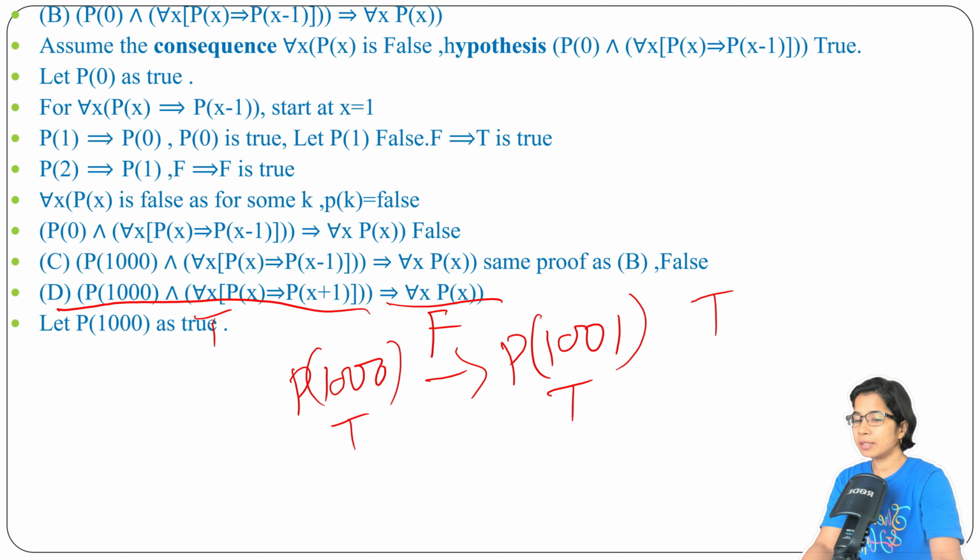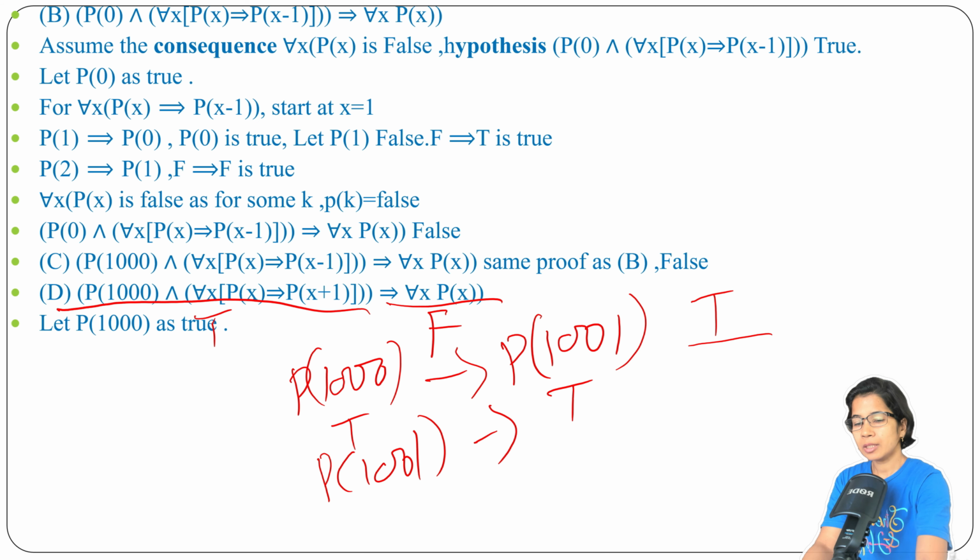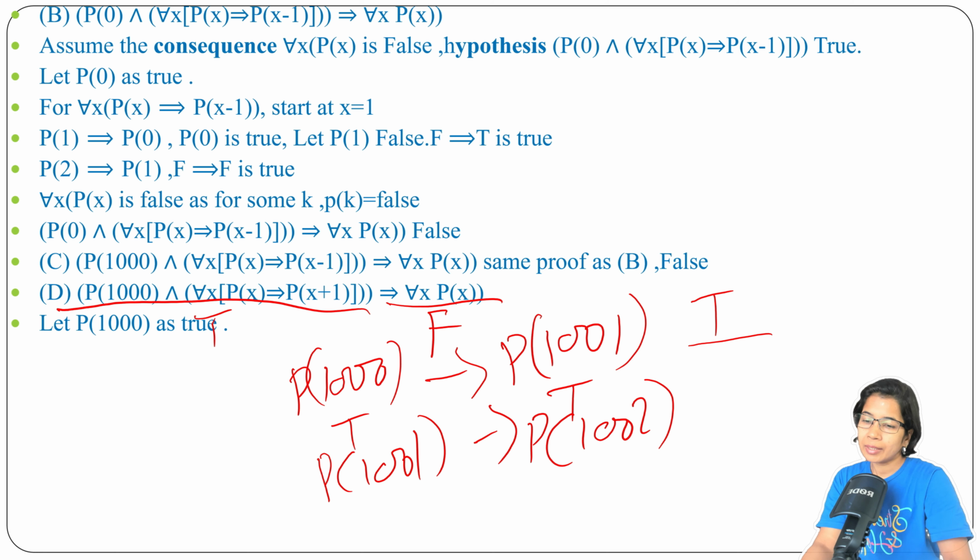As true implies false will be false, the whole implication is true. P of 1000 is true, so p of 1001 is true. Now p of 1001 is true, this means p of 1002 is true. Like this it will continue. Hence for all x, p of x whose value is greater than 1000, this is true.